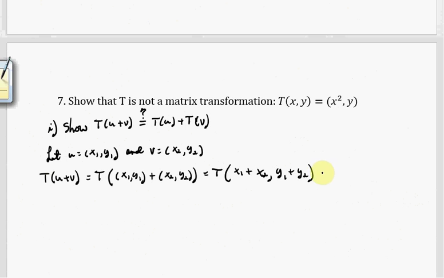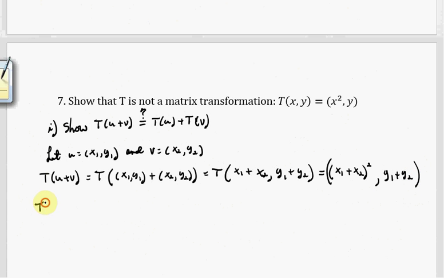Now we write what it is based on the formula up here. This formula says take the first term, you square it, comma, just write the second term as it is. So here, this is (x sub 1 plus x sub 2) to be squared, comma, y sub 1 plus y sub 2. That's a big one.